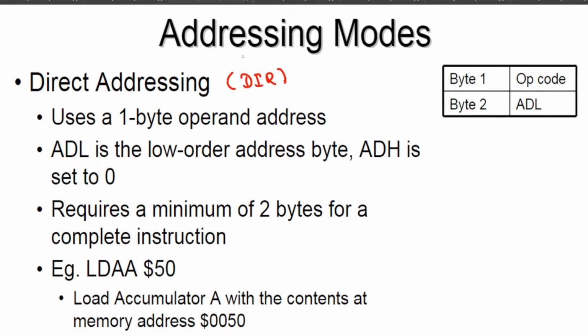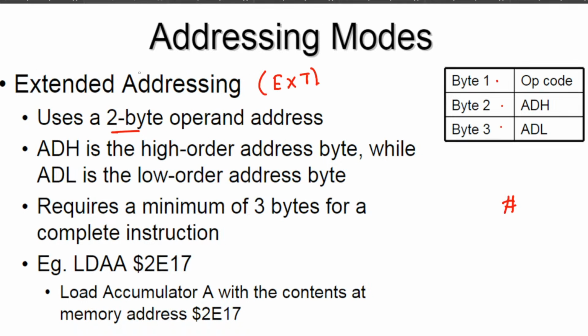And then the second addressing mode is direct addressing, which uses a 1 byte operand. So totally it's going to take 2 bytes, because 1 for the opcode and the second for the operand. So 2 bytes, and then ADL is the low order address byte, ADH is the high byte set to 0. It requires a minimum of 2 bytes for a complete instruction. And this is also pointed to a memory address.